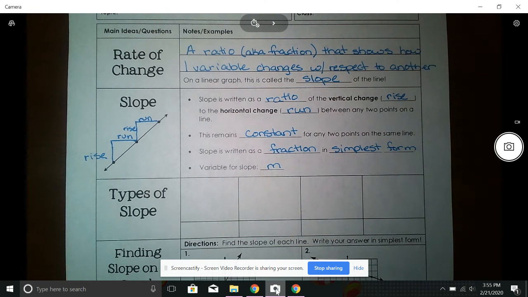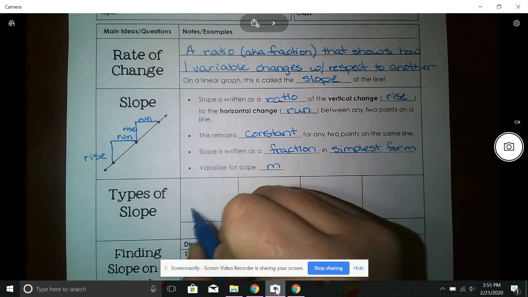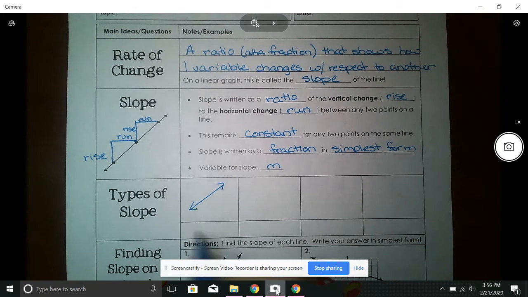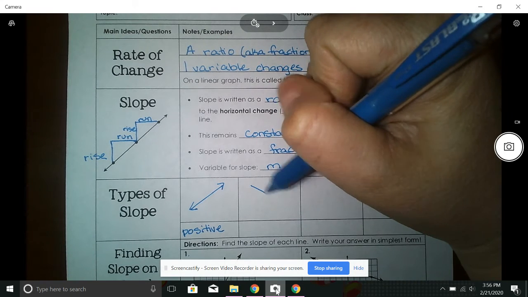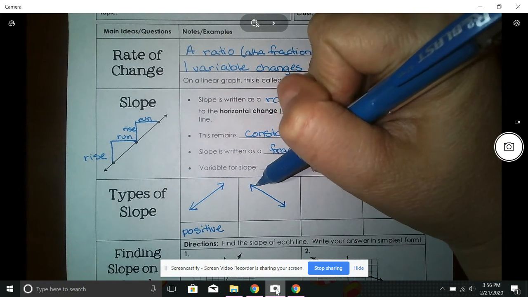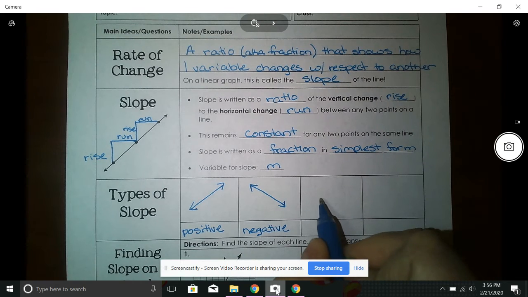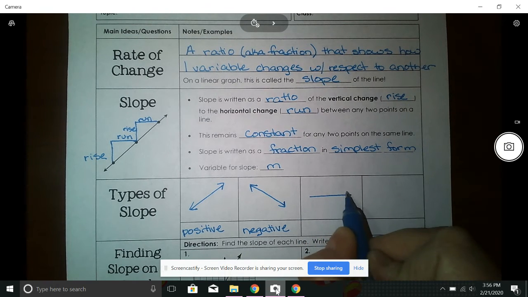There are 4 types of slope that you need to be able to recognize. You can have a line that's moving upward from left to right. That's a positive slope because the rise and run are both positive. A line that's falling downwards from left to right is a negative slope because the rise is going down in a negative direction.